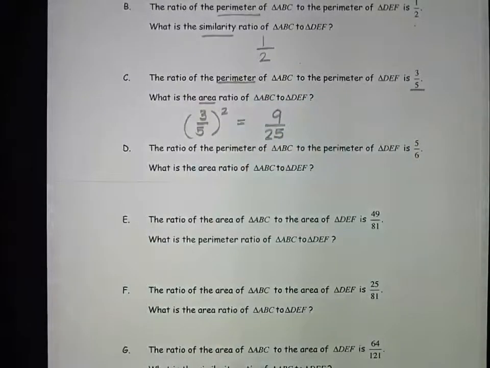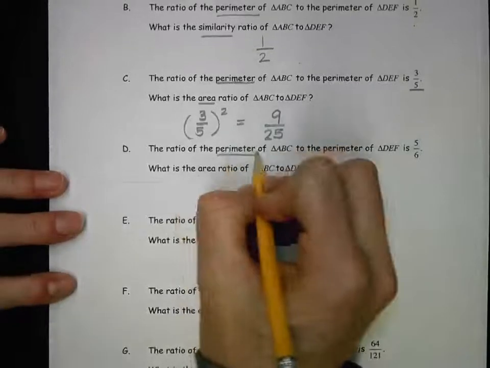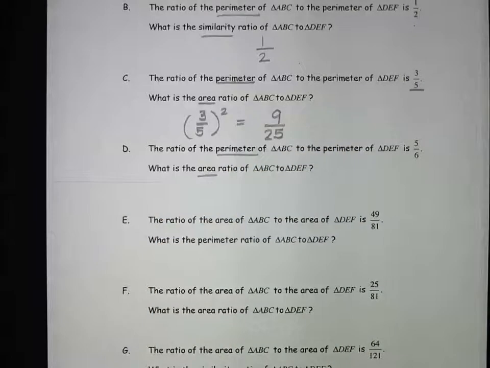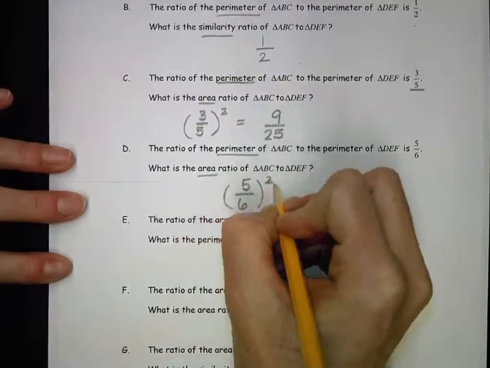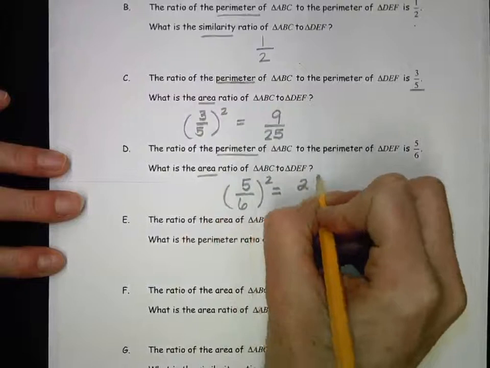In the next example, we are then looking at perimeter ratio to area ratio again. Because we know the area ratio is the square of the perimeter ratio, we're going to take the perimeter ratio, square it, and then that will get our area ratio.